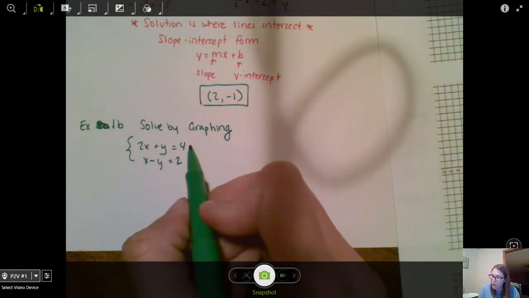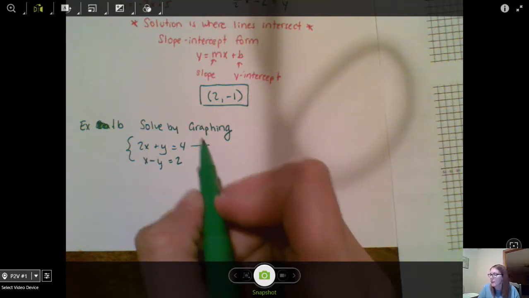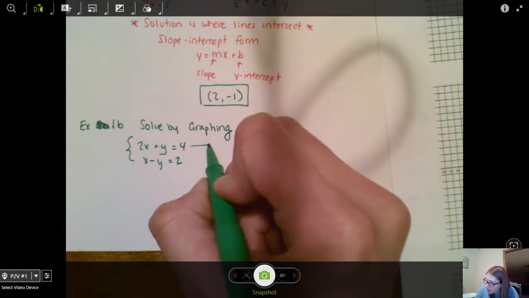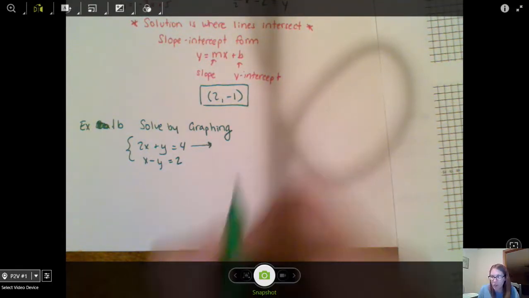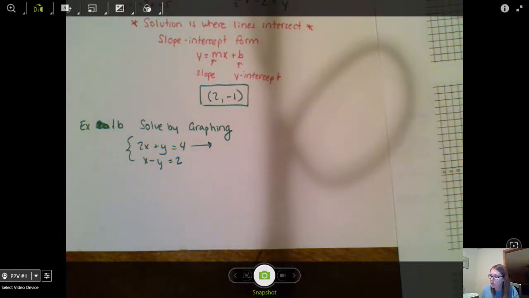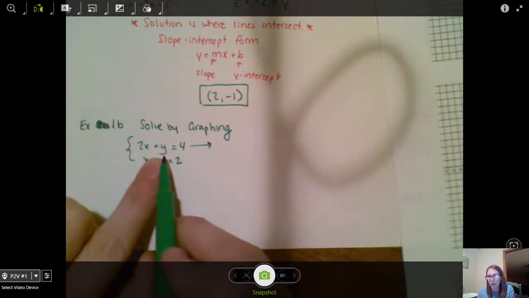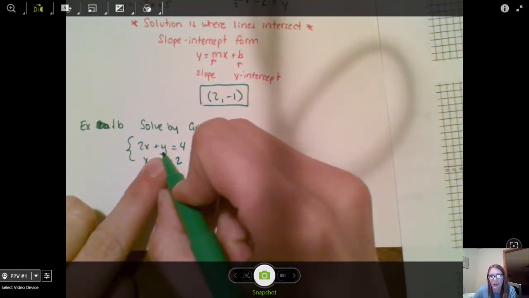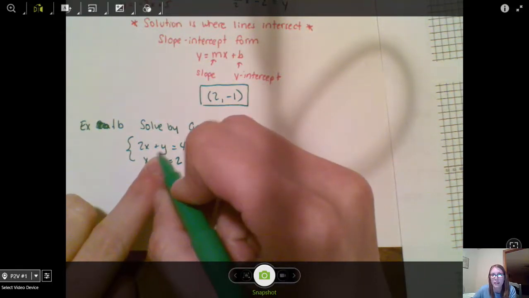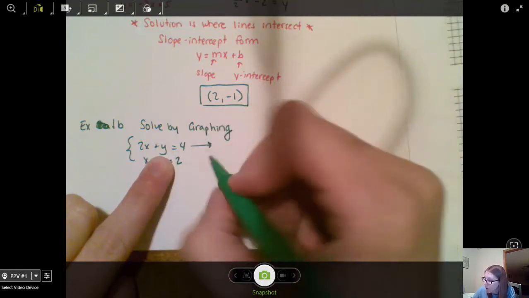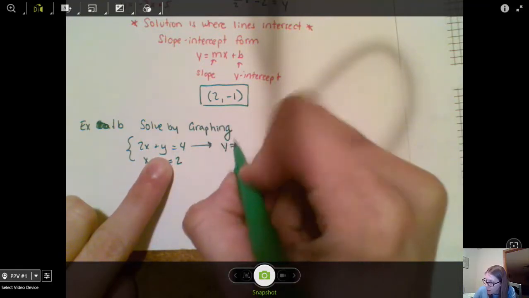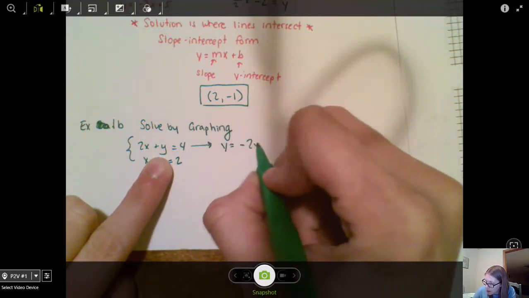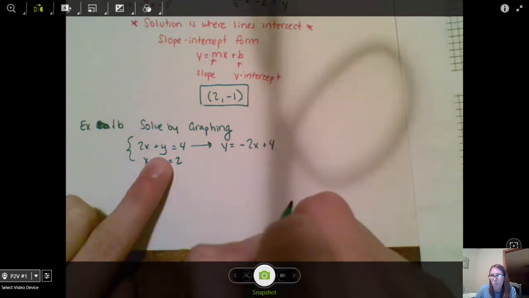We need to start off, if we're going to graph, by getting each equation in slope-intercept form, y equals mx plus b. And actually in both of these equations, we're pretty darn close. Let's get y by itself here. The only thing I have to do to get y by itself is to move this 2x over to the other side. So that gives me y equals negative 2x plus 4.